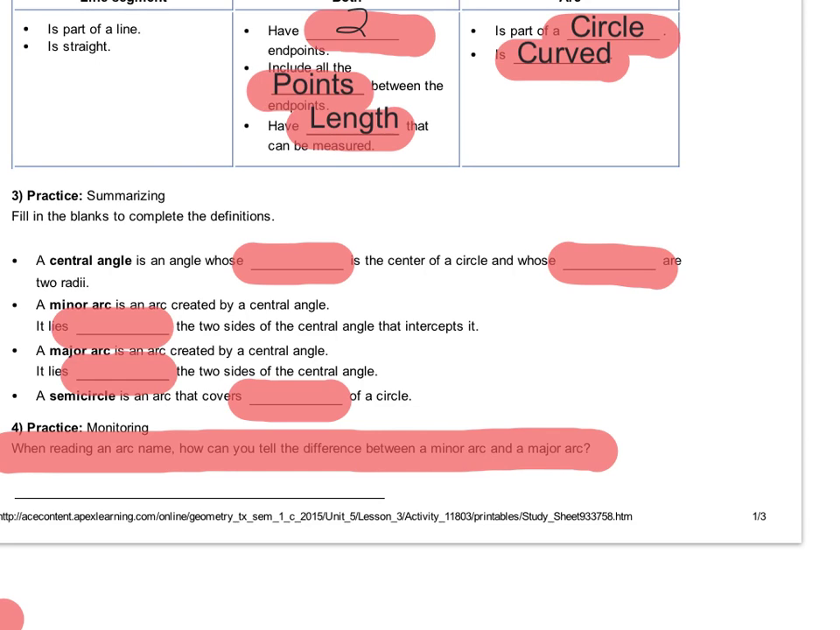Fill in the blanks to complete the definition. A central angle is an angle whose vertex is the center of a circle and whose sides are two radii. So right here you would put vertex, and here you would put sides.